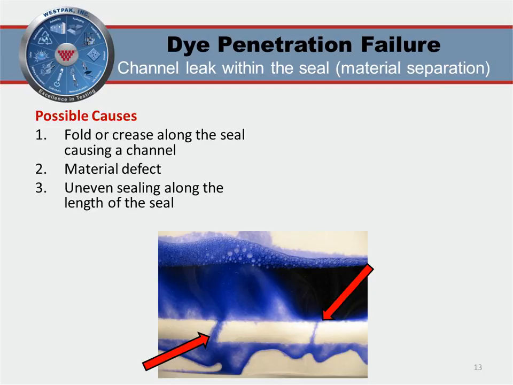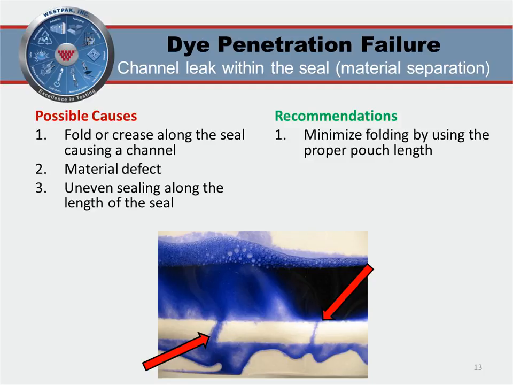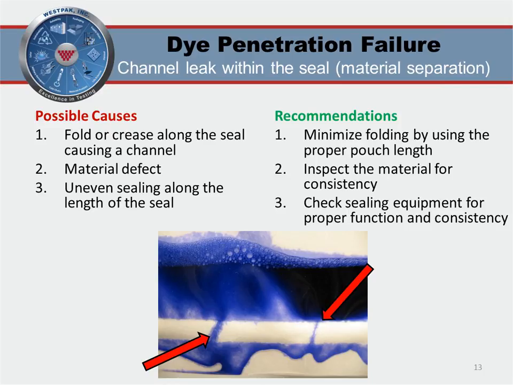It may be difficult to determine the actual cause of the failure, so it would take some work on your part to find the actual root cause. But in any case, we recommend avoiding any sharp folds to pouches when they're packaged. Minimize any folding required by using the proper pouch size for your product. Obviously, excessive pouch length will require more folding within the package system, so it'd be best to try to avoid that. If it's a material defect issue, obviously, just inspect your material for consistency. If it's a sealing issue, check your sealing equipment for proper function and consistency. It might have cold spots in the sealing bar causing unsealed voids, and make sure you're using the proper sealing parameters to be sure that you have a strong enough seal.